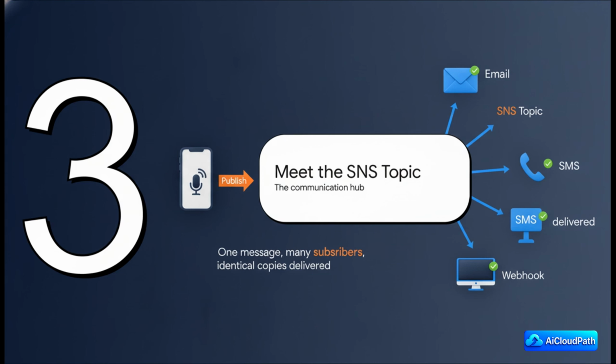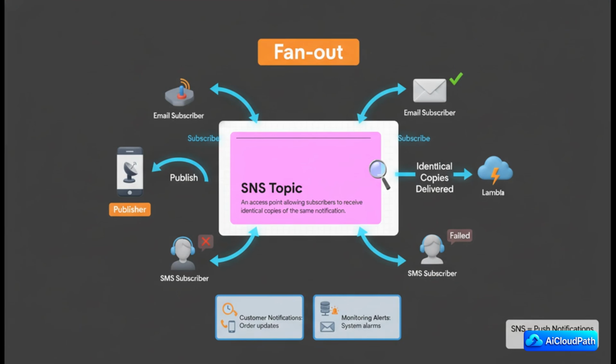Okay, so in our news agency example, everyone's tuning into a specific channel, right? Well, in the world of Amazon SNS, that channel has a name, and it is the absolute heart of the whole service. It's called an SNS topic. The best way to think of it is as a central hub, or a channel. A publisher sends just one message to this single access point, this topic, and then anyone who subscribed to it gets an identical copy. That's it.